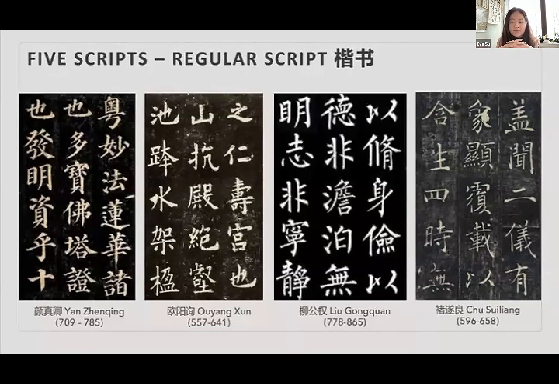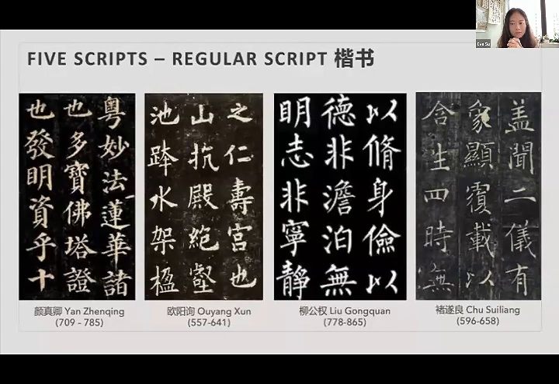The regular script was first invented in the Han Dynasty, around 200 BC to 200 AD. It was already invented at that time, but developed to mature in the Tang Dynasty, around the 8th century. So the possibility of variation within the regular script is considerable. Take a look at these four examples. These four pictures you see here are from four very famous calligraphers, whose names a Chinese person may know if you ask them. The first is Yan Zhenqing, second, Ouyang Xun, third, Liu Gongquan, fourth, Chu Suiliang.